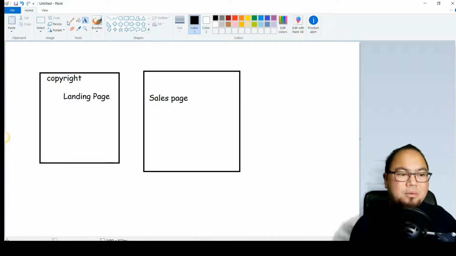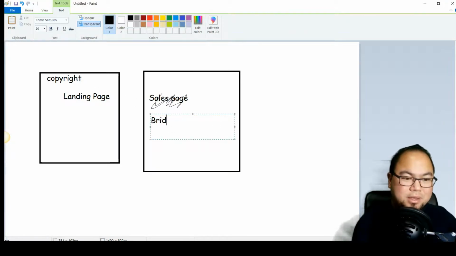But this is how you're gonna create success here. Okay, let's try this. Let's delete that, erasing that. So this is what you're gonna do. When you get them on a landing page, you make a bridge page.